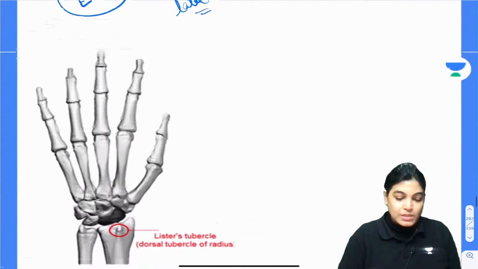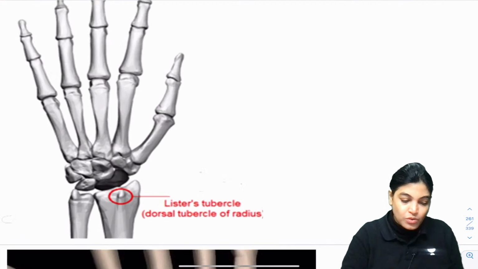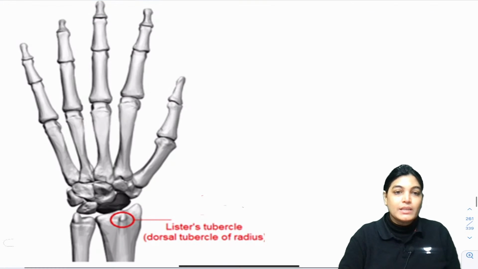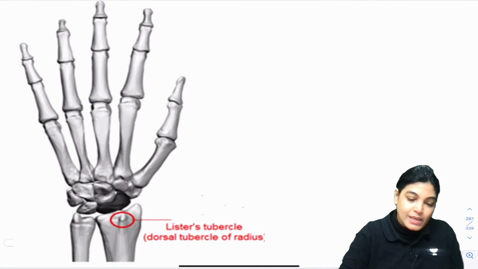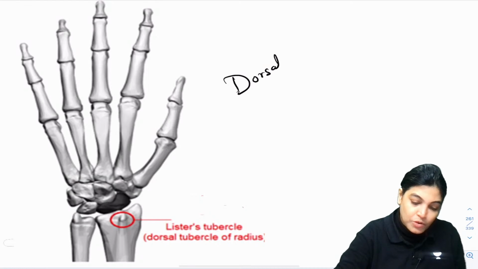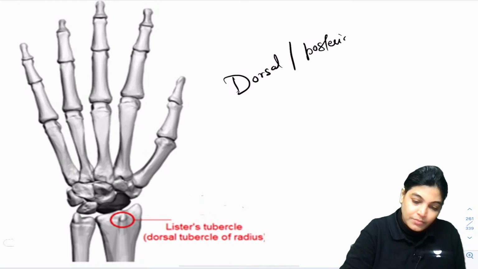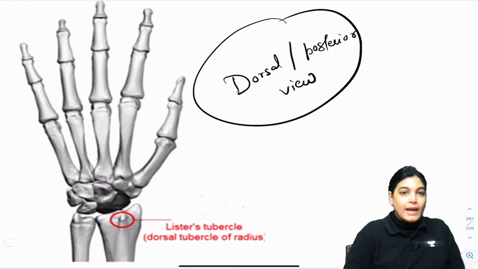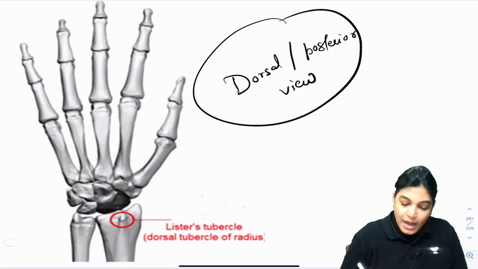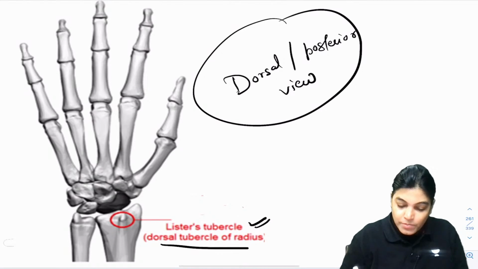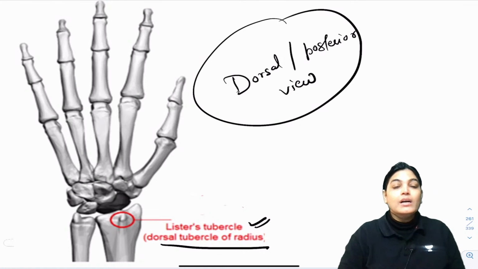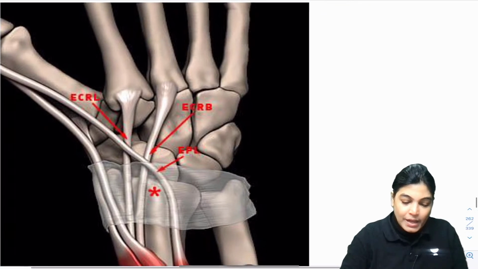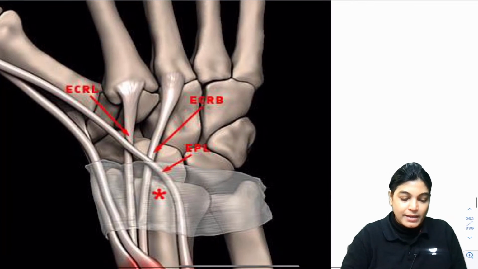So let me show you this image. Firstly, I would like to show you the location of the dorsal tubercle of the radius, which is also called the Lister tubercle. Here in this diagram, we are seeing the dorsal or posterior view of the lower end of the radius and ulna and the bones of the hand, and you can see the Lister or dorsal tubercle of the radius located on the dorsal aspect of the radius bone.